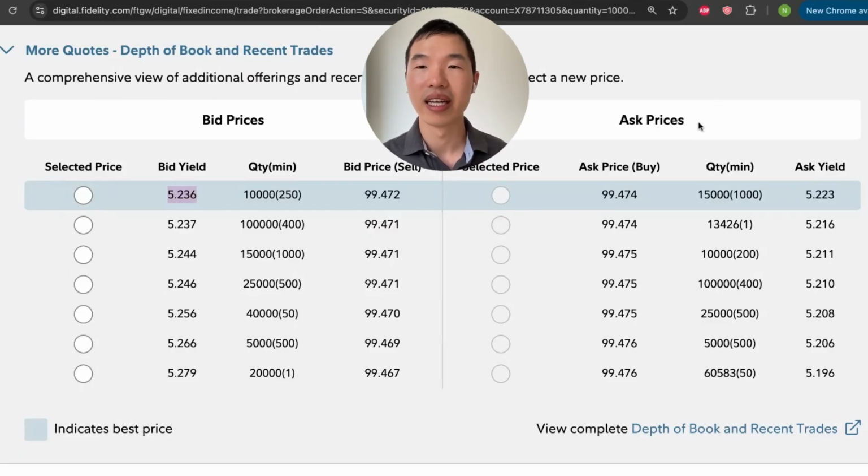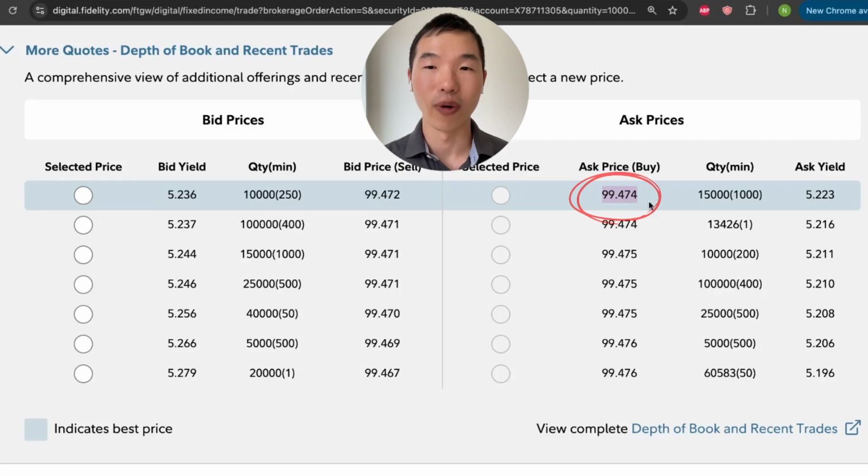On the other side here, you see ask prices. So these are the prices at which other people are willing to sell. So it's also possible, for example, for you as an investor to buy bonds from other investors on Fidelity. And someone is willing to sell this bond, for example, at a price of 99.474. So you can see it's slightly higher than what people are willing to buy at. This is commonly referred to as the bid-ask spread.